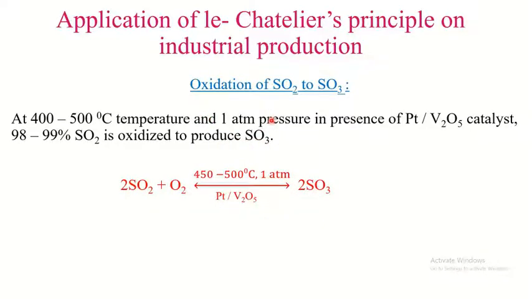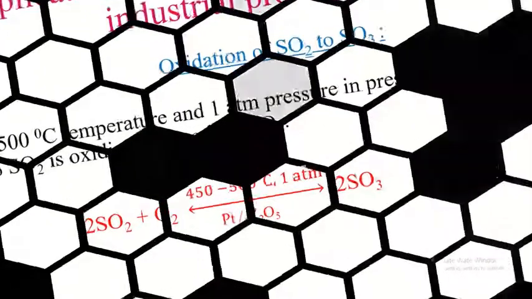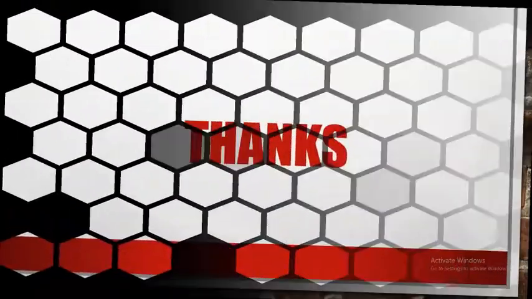Here I am not explaining in detail because the explanation is the same as before. I am just writing the condition here. The temperature is 450 to 500 degrees Celsius, pressure 1 atmosphere, 450 or 400, either can be taken, and the catalysts are platinum or vanadium pentoxide. By applying this condition, we can get maximum yield, or we can get 99% yield from the oxidation of sulfur dioxide.